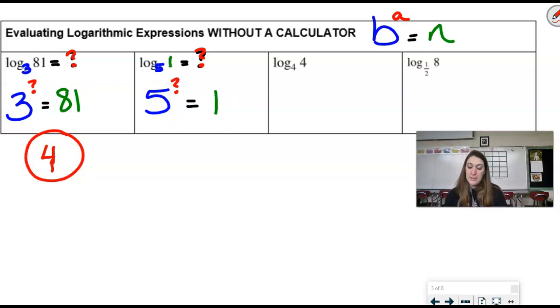Well, that one you might have to think about a little bit. There is a power where when you raise it to that power, the answer always comes out to a 1, and that answer is 0.